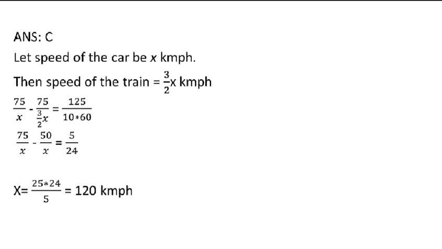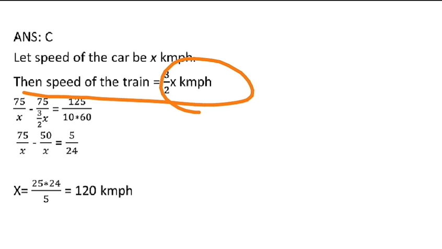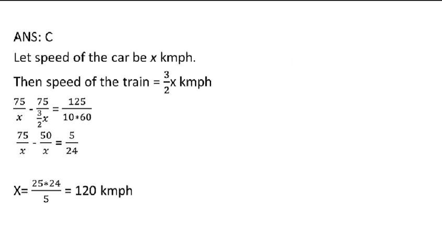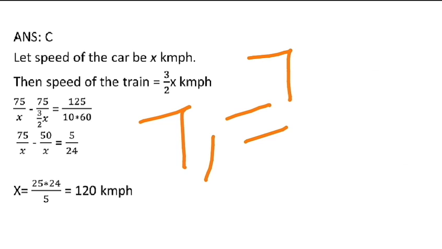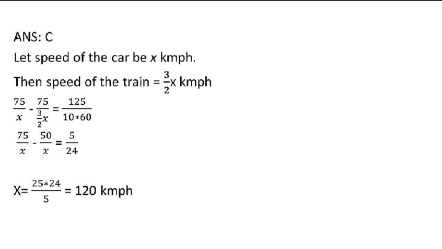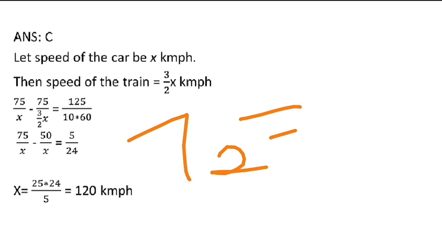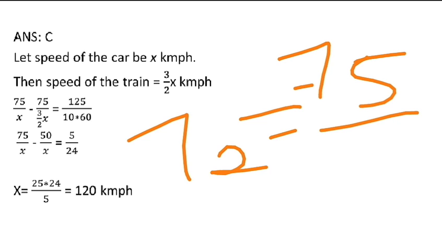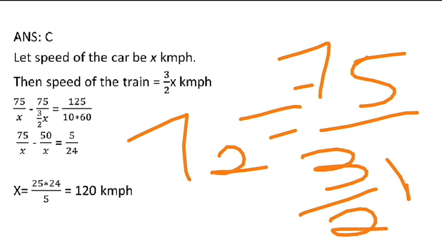Let the speed of the car be x kilometer per hour. So as I said, the speed of the train will be 3 by 2 x kilometer per hour. 1.5 is equal to 3 by 2, right? And like as I said, first we have to take two equations. T1 will be distance covered by the car and car's speed. That means T is equal to distance by speed, right? Speed is x kilometer per hour and distance is 75 kilometers. And the same thing goes for second. T2 is distance covered by the train and speed of the train, that is 1.5x or 3 by 2 x.